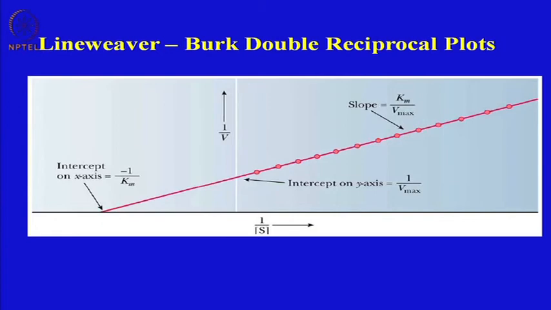Km is high means the slope will be steeper, and the cutting point on the x axis, or the 1 by S axis, will be here. So, this is one point, and also suppose we have got the same Km, like suppose the situation is like this.